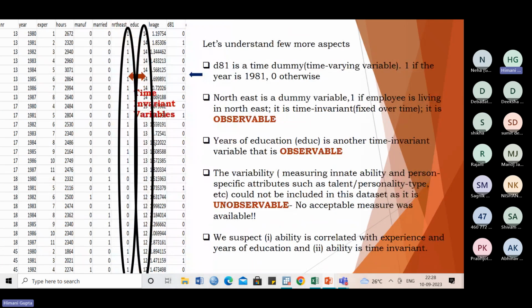So as we have done, these will be your time-invariant, and plus I have taken dummy variables also. Over here, I have taken the dummy variable for Northeast, or you can take a dummy variable for married and non-married, or whether the person is working in a manufacturing company or non-manufacturing company, and you can take dummy variables for year also. That is known as a time dummy variable.